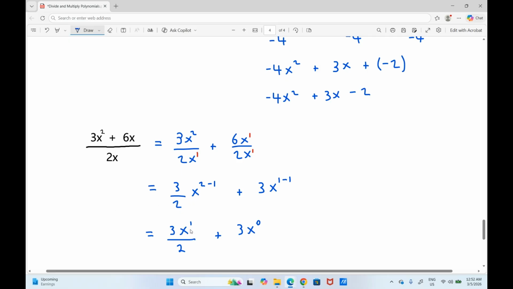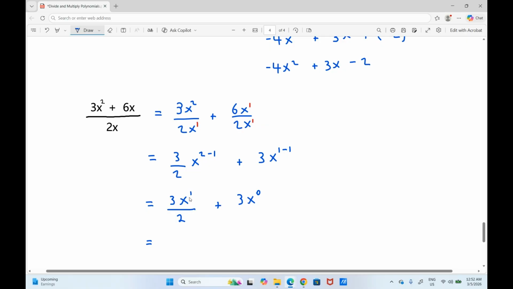Now recall that instead of writing x to the exponent of 1, I can just write this as x because it's implied that there's an invisible 1 in front of any variable that doesn't have an exponent. So I'll just write this as 3x instead of 3x to the exponent of 1. That's still going to be divided by 2. For any number except for 0, any number that has the exponent of 0 would equal 1. So this would be 3 times 1. And to simplify this further, 3 times 1 is just 3. So my final answer would be 3x over 2 plus 3.